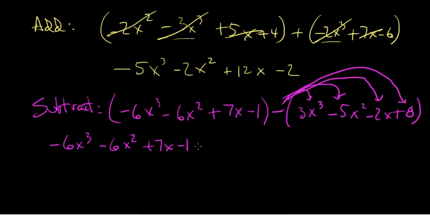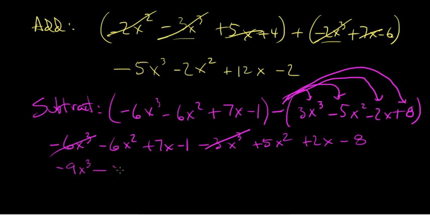So negative 3x to the third. Negative 5x squared. That's a positive 5x squared. Negative 2x. Positive 2x. Negative positive 8. Negative 8. Now I can just combine like terms. I've got negative 6x to the third, negative 3x to the third is negative 9x to the third. All right. Negative 6x squared plus 5x squared. Negative 1x squared is negative x squared. 7x and 2x is plus 9x.